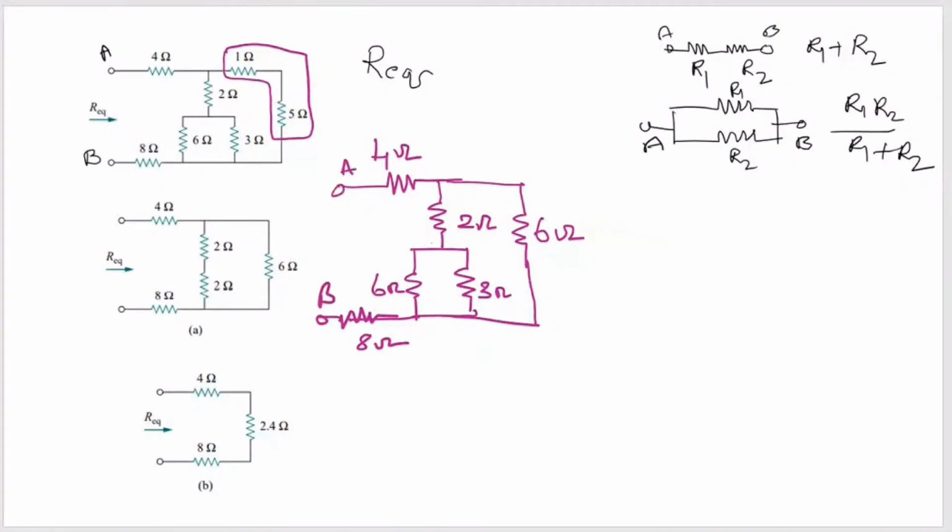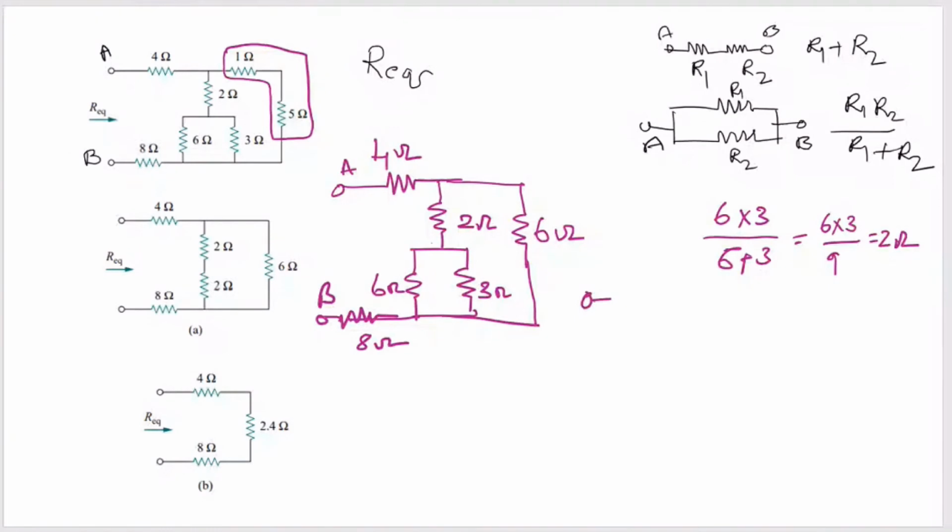Now 6 and 3 are in parallel. So when you have two resistances in parallel, what is the formula you have to use? R1 R2 by R1 plus R2. Here R1 is 6 and R2 is 3. So 6 into 3 divided by 6 plus 3, that is 9. So 6 into 3 by 9 is equal to 2 ohms. So this entire two elements can be replaced by 2 ohms. So again now my circuit will be reduced.